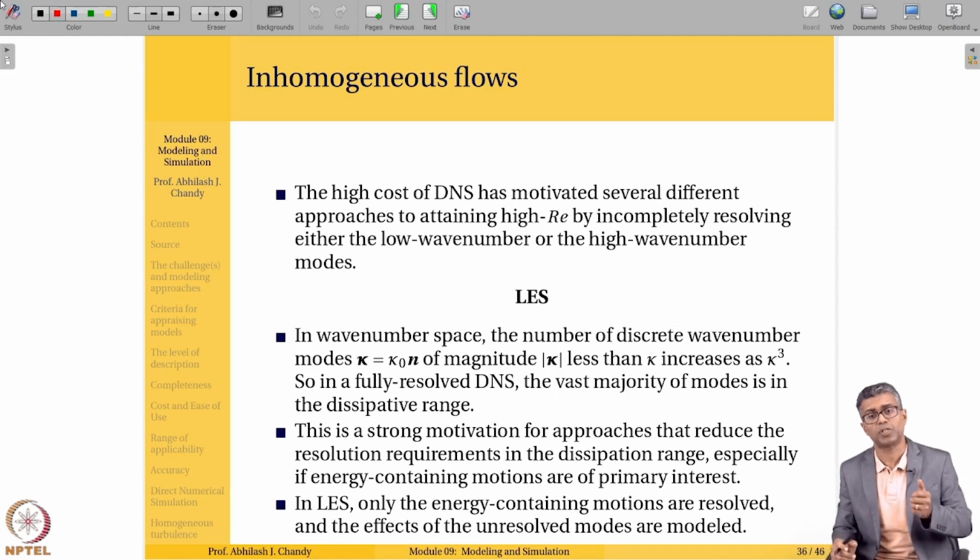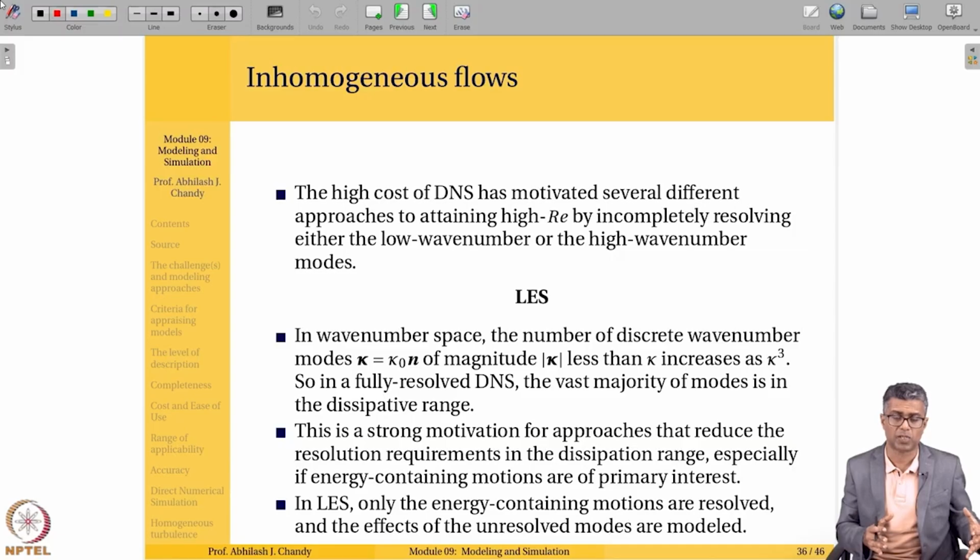So one such approach is LES, and we have discussed briefly that. In fact, the next module is exclusively talking about LES. But in LES, what happens is we resolve all the large length scales and we model all the small scales. So we are not going to be spending as much time or effort on the scales in the dissipation range, or in fact no time.